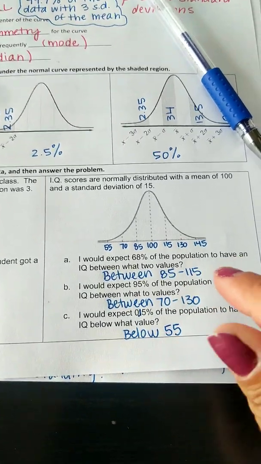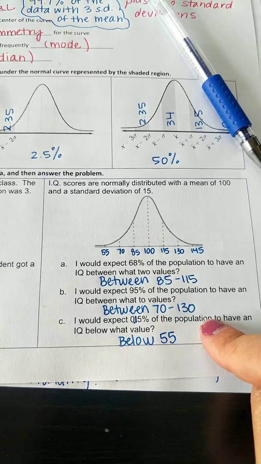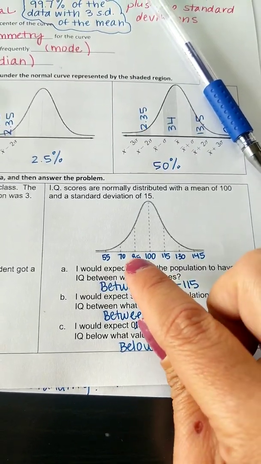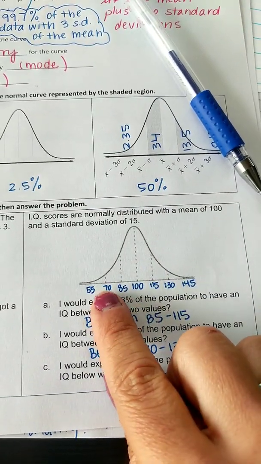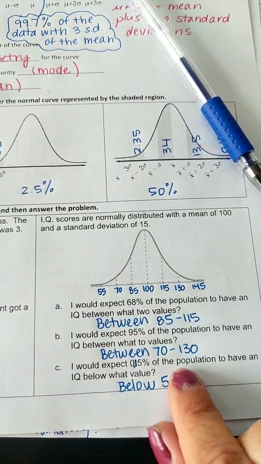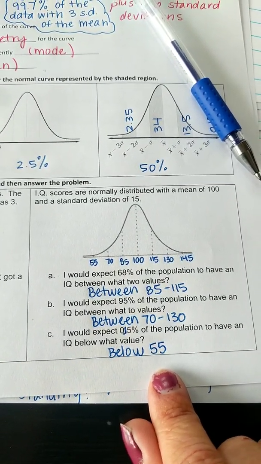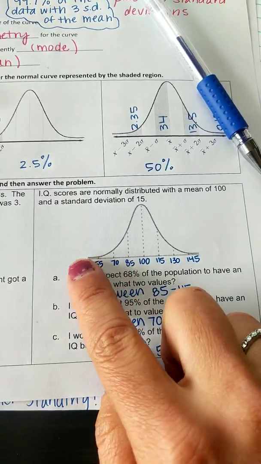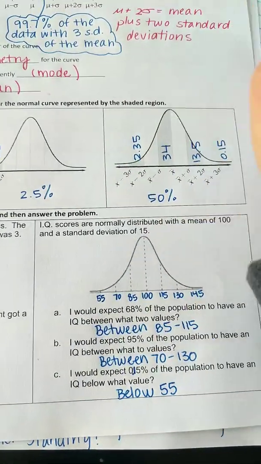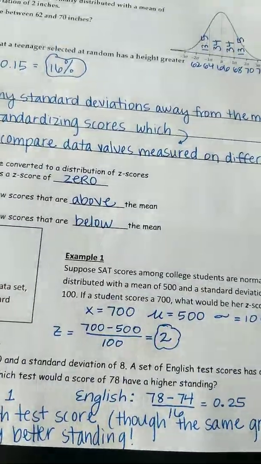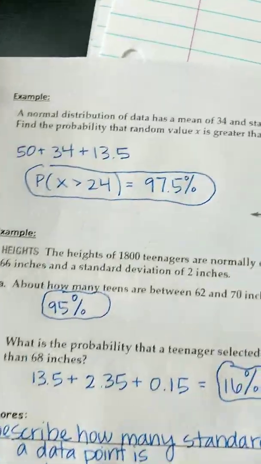I expect 95% to have an IQ between what two values? Well, 95%, if you come back up here, was 2 standard deviations. So that would be 70 to 130. And I expect 0.15% of the population to have an IQ below what value? Well, that's this outer part, so it would have to be below 55. Let's go ahead and keep looking at the next example.